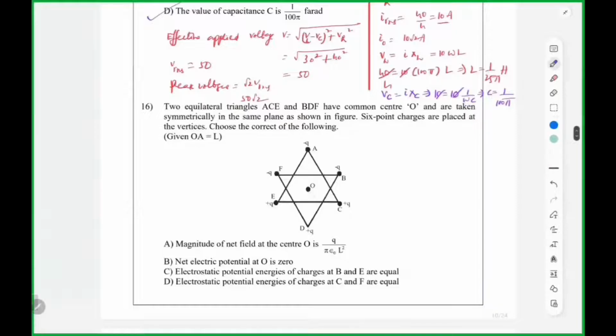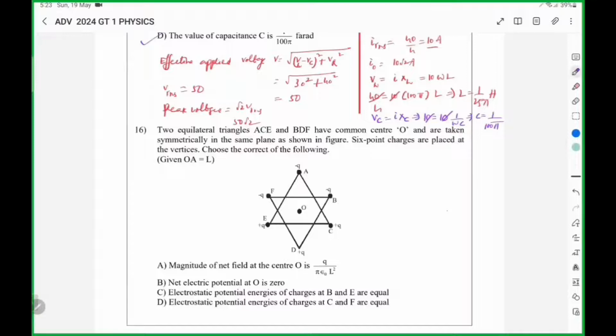Now the magnitude of electric field. Here both are equilateral triangles. Two equilateral triangles ACE and BDF have a common center O and are placed symmetrically in the plane. Six point charges are placed at the vertices. Find the magnitude of the net electric field at O. Here they are symmetrically placed. So this distance is given as L. Even this distance is L, this distance L.